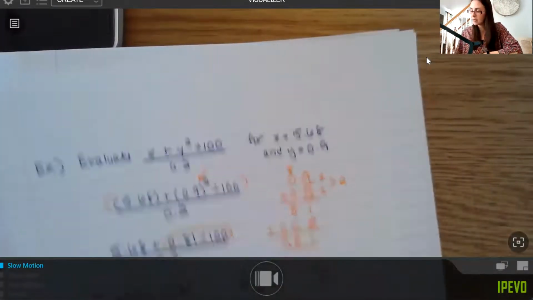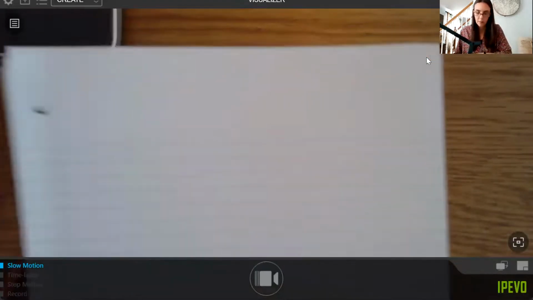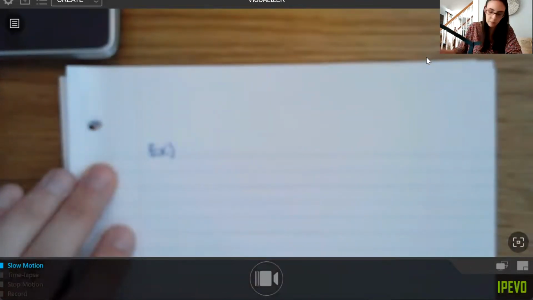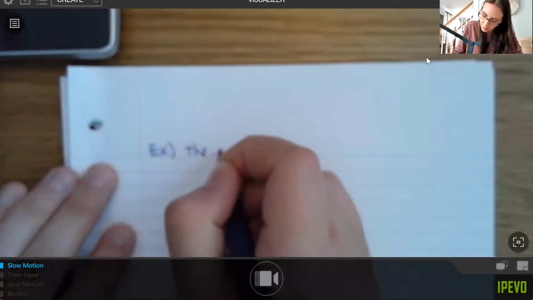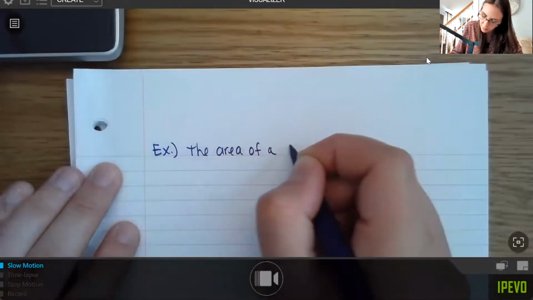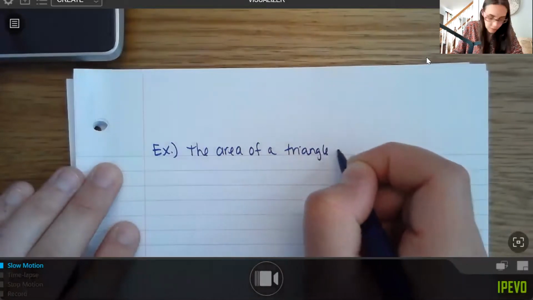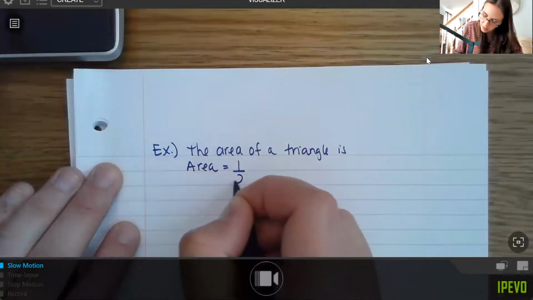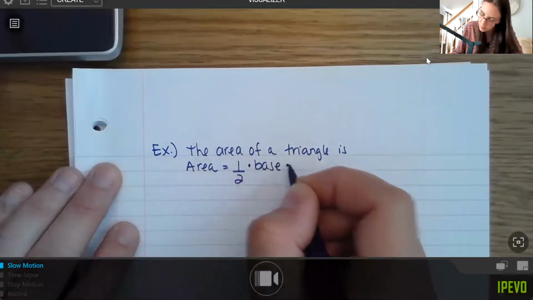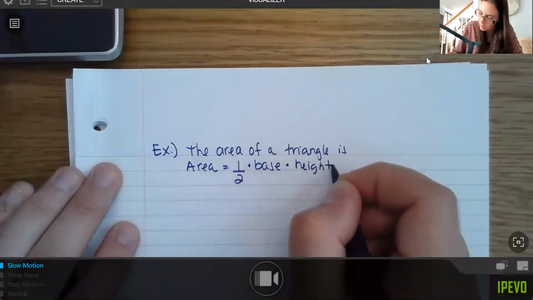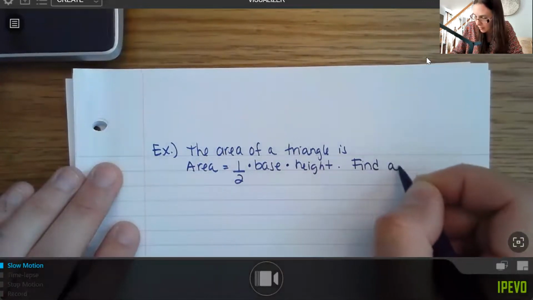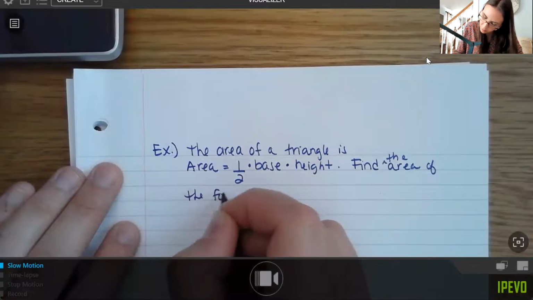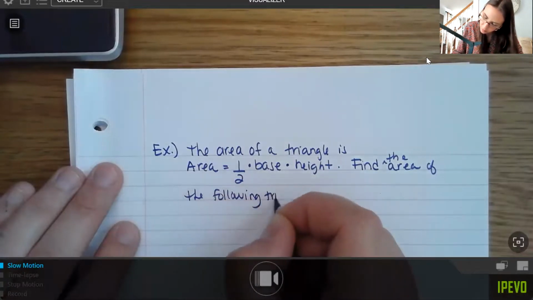All right, I want to do one last example here. So let's say the area of a triangle is, so we've done lots of area, but not so much triangle yet, is 1/2 times the base or the bottom times the height. And we're going to find the area of the following triangle.